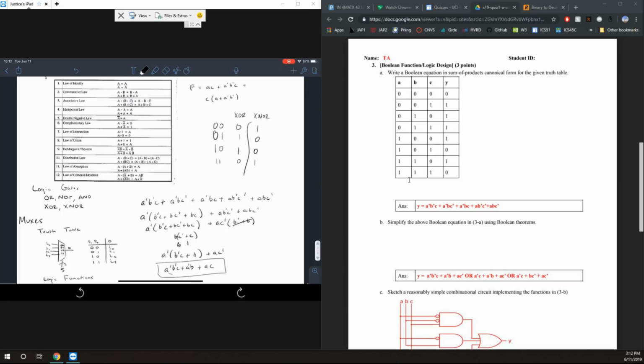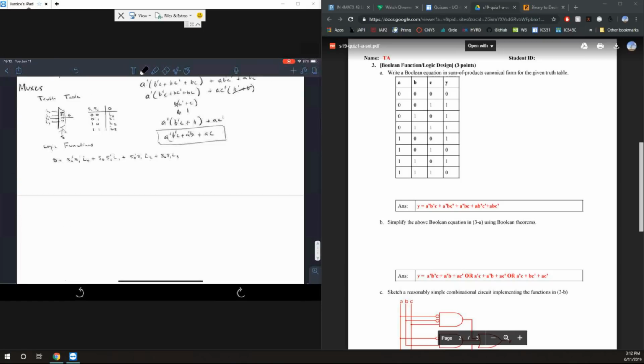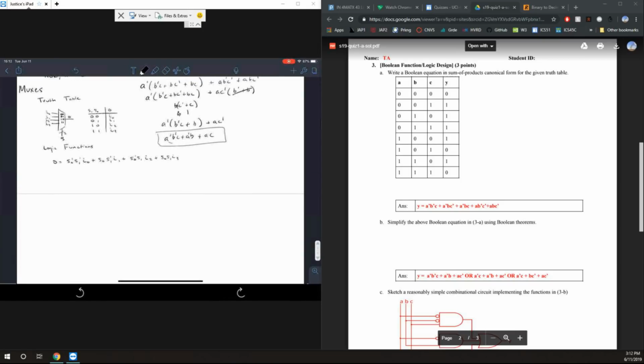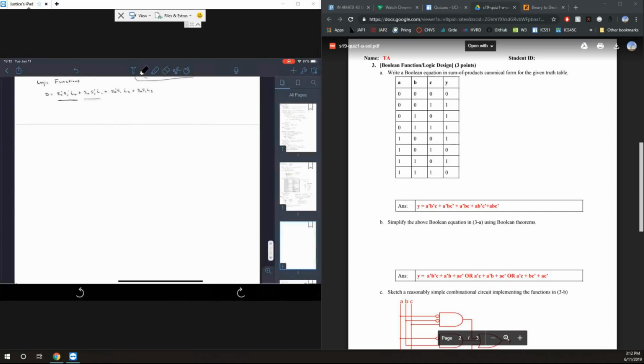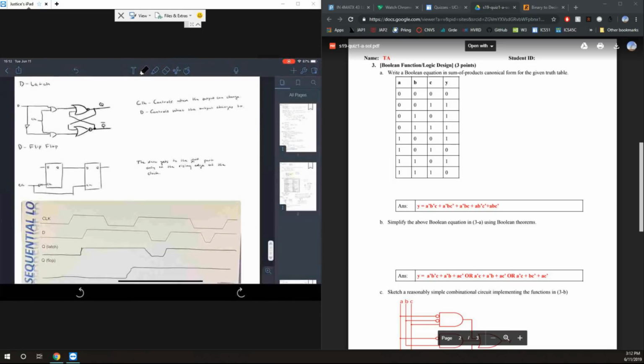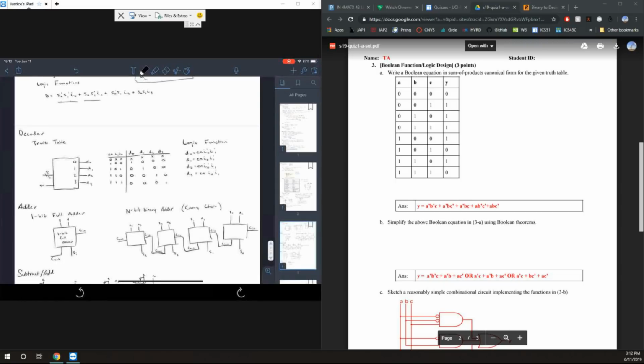Cool. Mux, is everyone good with that? Yeah, the truth table is the same thing. Super easy. We can just keep going, I guess. I didn't hit this page. Delete it. So decoder, same thing. Everyone good with decoders? They're pretty simple.